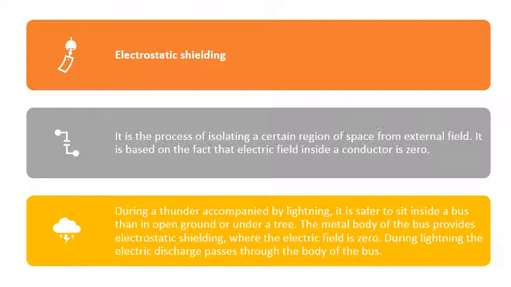During thunder accompanied by lightning, it is safer to sit inside a bus or car than in open ground under a tree. The metal body of the bus provides electrostatic shielding, where the electrostatic field is zero. During lightning, the electric discharge passes through the body of the bus and you will be safe. So these are several applications of the capacitor and the shell that we use.